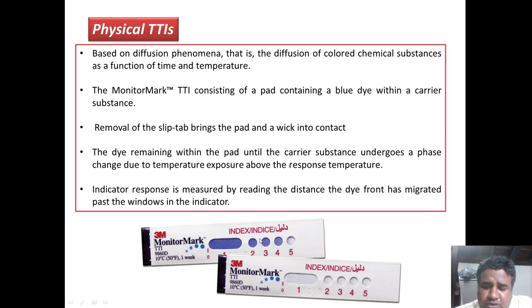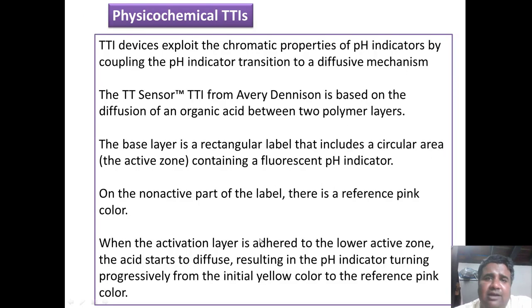This dye is diffusing. So in case of physicochemical, both mechanisms take place, chemical as well as physical. There will be a diffusion of one component, and there will be a chemical mechanism also. So let's read that time temperature devices exploit the chromatic properties of pH indicators by coupling the pH indicator transition to a diffusive mechanism. So this is the popular sensor, TT sensors.